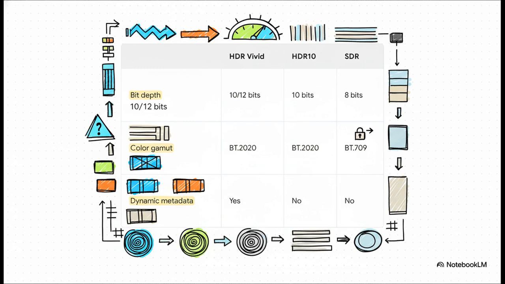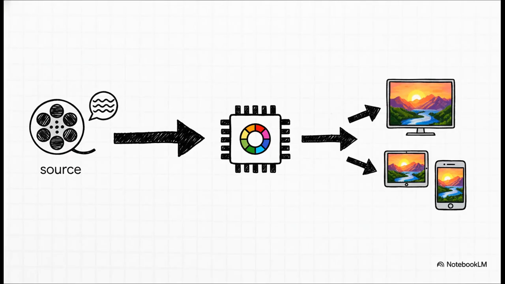This is where a standard like HDR Vivid comes in. See, older standards used static metadata, kind of a one-size-fits-all set of instructions, but HDR Vivid uses dynamic metadata. That means it sends information that can change for every single scene or even every single frame of the video. It's way, way smarter.